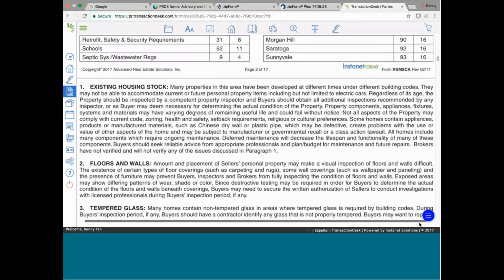Regardless of its age, the property should be inspected by a competent property inspector, and buyers should obtain all additional inspections recommended by any inspector, or as buyer may deem necessary for determining the actual condition of the property. Property components, appliances, fixtures, systems, and materials may have varying degrees of remaining useful life and could fail without notice. Not all aspects of the property may comply with the current code, zoning, health, and safety. This is just generally talking about things that may not be permitted or things that may not be built according to the code. Okay, so they talk about things like the Chinese drywall.